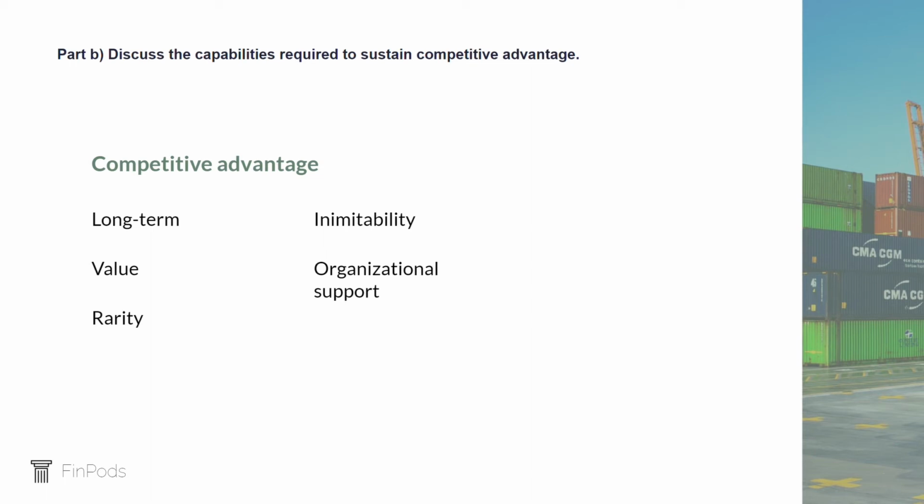Organisational support focuses upon whether or not an organisation is able to support its capabilities, including its processes and systems. For example, an organisation may have a unique and valuable patent, but is not able to exploit it because it does not have the sales force to sell the resulting product.